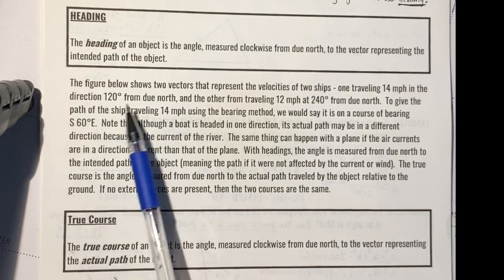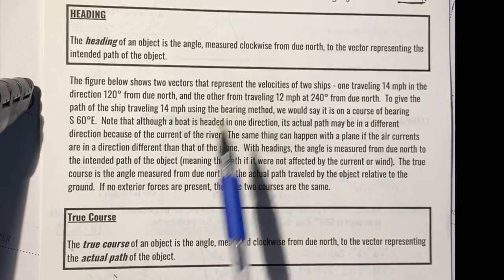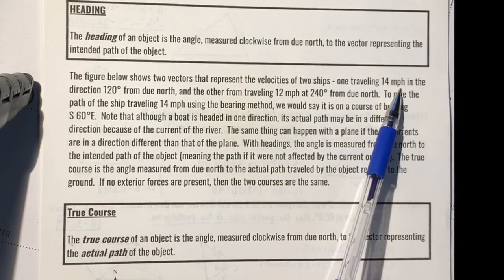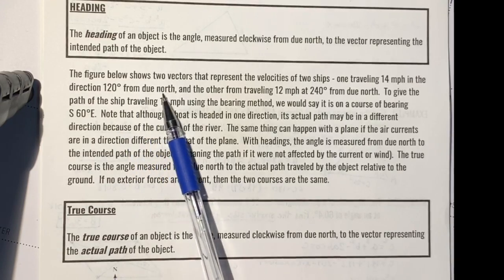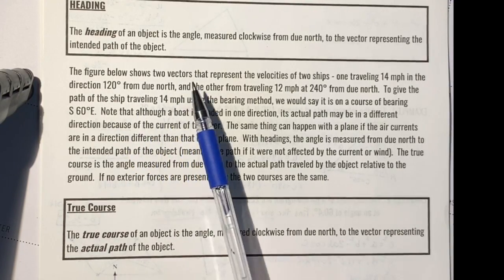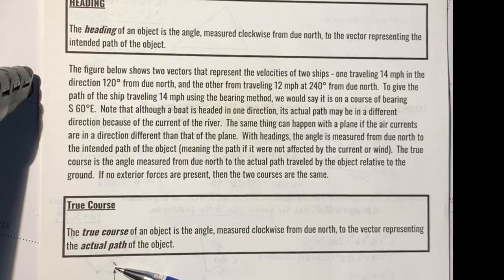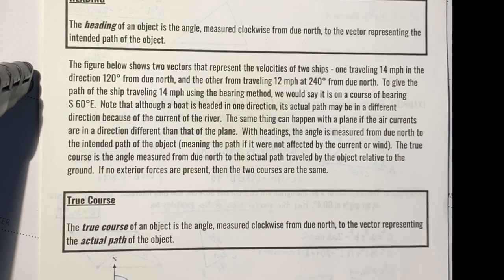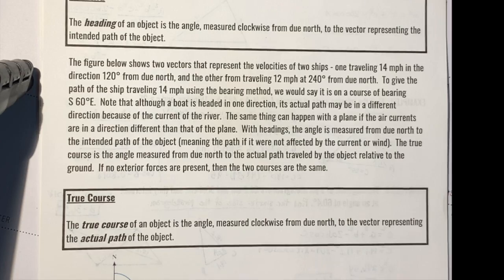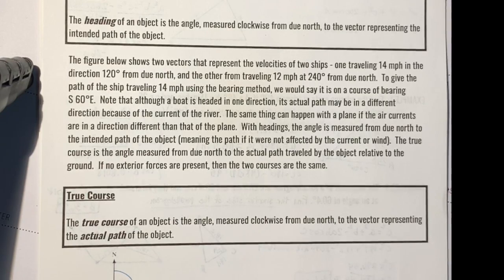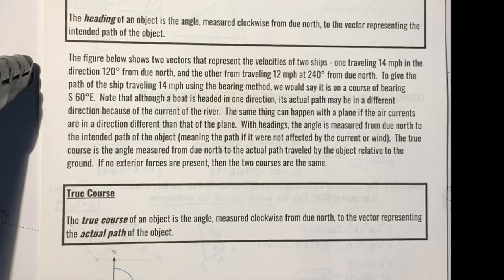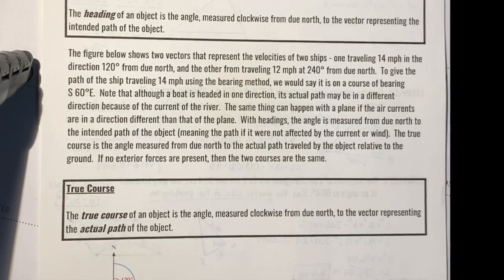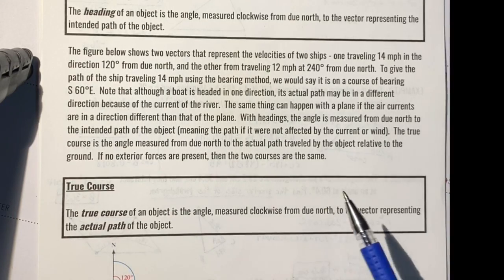So it goes on to say that the figure below shows two vectors that represent the velocity of two ships. One's traveling 14 miles per hour in the direction 120 degrees from due north. That's the heading. You can see here's the due north line. So clockwise from due north, 120 degrees tells me that's the path of the first ship, and the 14 miles per hour is the rate. This is called a vector: its direction is 120 degrees, that's the heading, and the magnitude is its rate, 14 miles per hour.